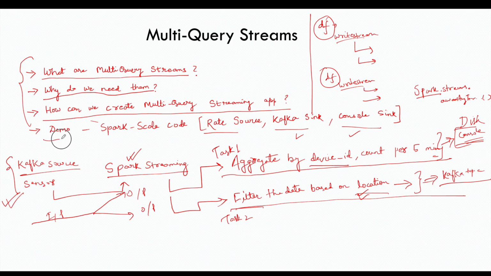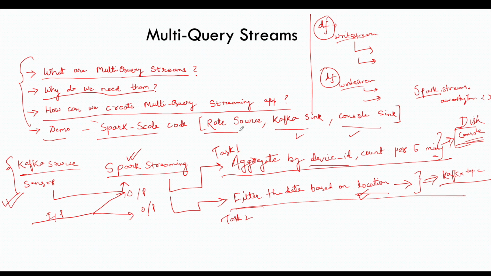Now it's time for the demo. We will see an example using the Spark Scala code. We will be reading from the rate source. The rate source, if you remember, generates certain records per second. If you don't know about it, you can see my previous videos, and then you can come back to this video.